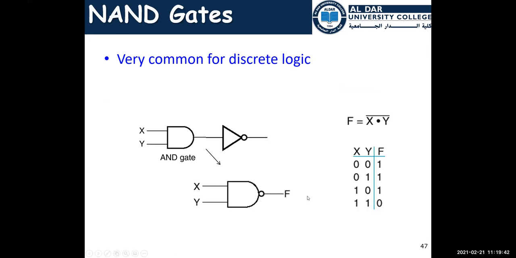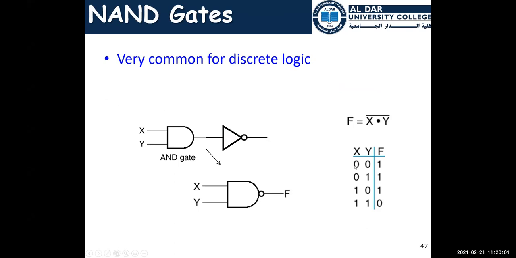This is the representation of NOR gate. This is the opposite of the OR gate. This is the AND gate, so this is the NAND gate. The NAND gate is the inversion of the AND gate.